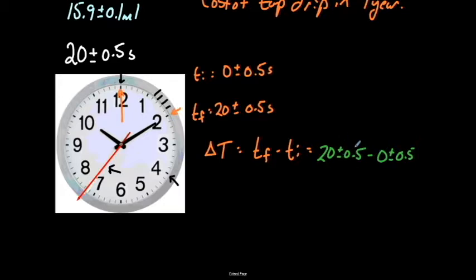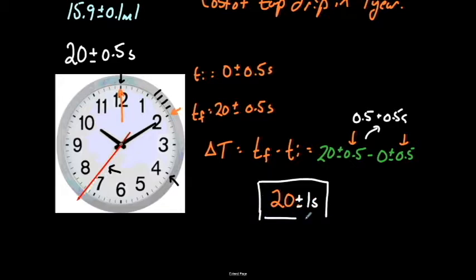But what will actually happen when you're adding or subtracting two things with uncertainty on them is you're going to actually end up adding the absolute uncertainties together. So 20 plus or minus, because you have to go 0.5 plus 0.5 seconds. You have to add the uncertainties together. So we actually get plus or minus 1 second. Thanks for that. That's a great point.